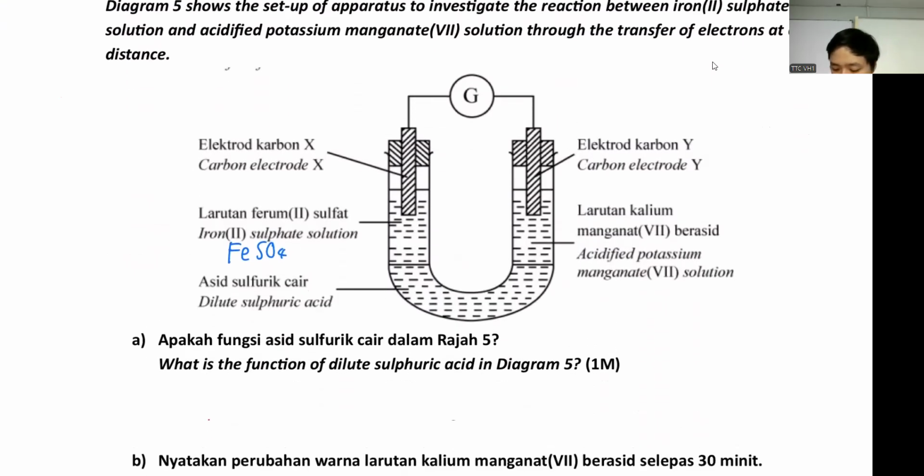And acidified potassium manganate(VII) solution, which is KMnO4, the chemical formula. So the ions for iron(II) sulfate are the iron(II) ion and sulfate ion, and acidified potassium manganate(VII) solution contains potassium ion and manganate(VII) ion. So obviously, the important ions here are the iron(II) ion and the manganate ion.